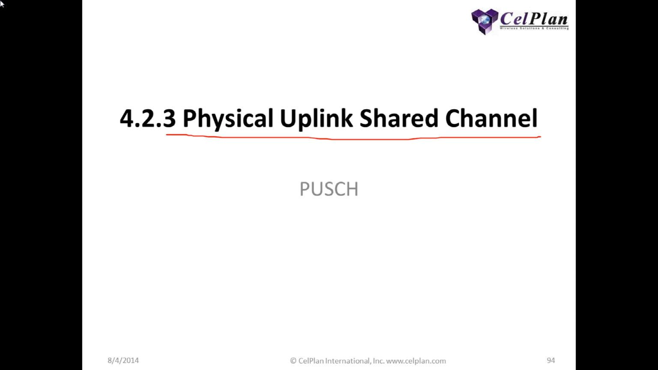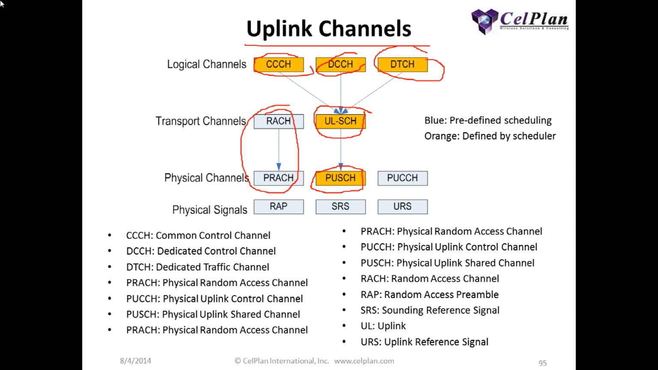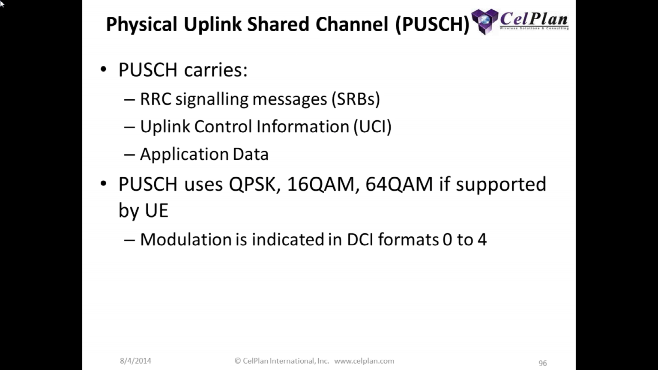Then we have the physical uplink shared channel, PUSCH. Well, this channel is really a conjunction of many different channels. So we have the CCCH, the DCCH, the DTCH. All of them form the uplink SCH, and all of this is sent on the PUSCH. Remember, we have the RACH and the PRACH, and we have the PUCCH and the SRS.